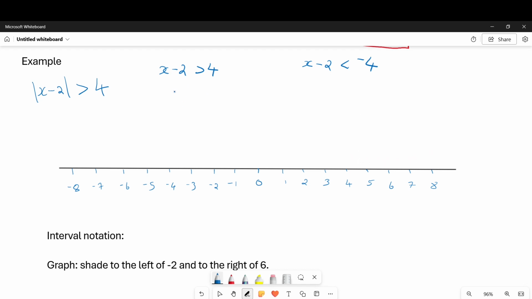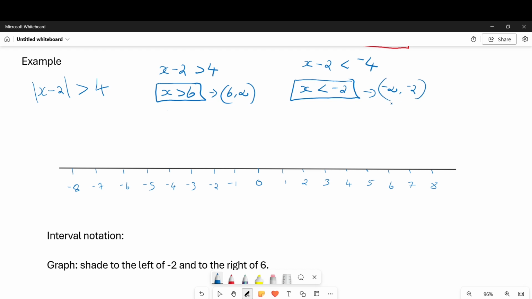Then just convert this into interval notation. X greater than 6 means x lies between 6 and positive infinity, with both not included. And x lies between minus infinity and minus 2. This is the simplified form. There is no need to do all the computation, because we already know how to write the inequality directly in interval notation. So we have two intervals.